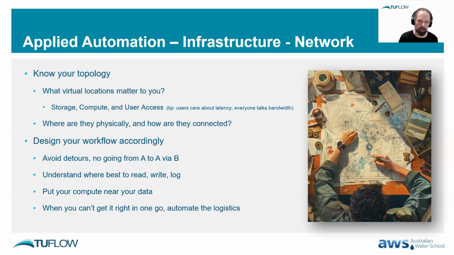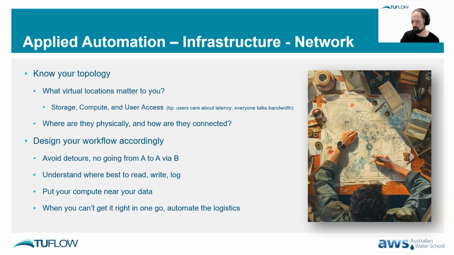Understand where to best read, write, and log your data. Where does it need to go for someone to access it when it's needed? Where is it coming from? And how is the efficiency of getting to those locations affecting how your automation runs? If you can't get it right in one go, just automate the logistics.